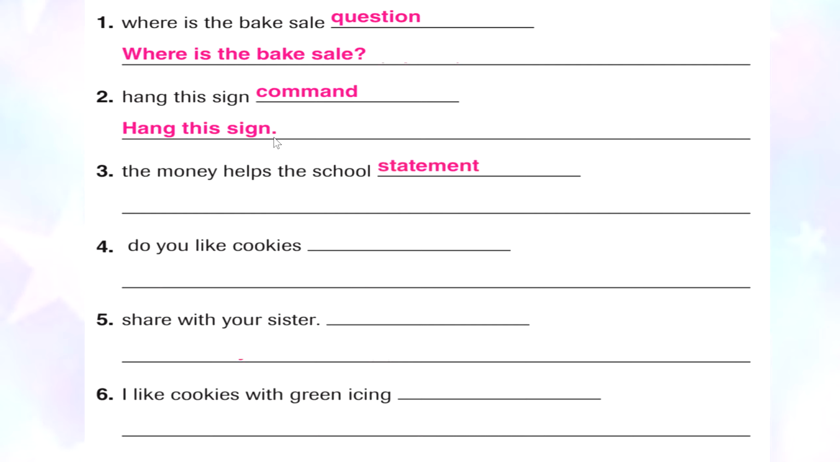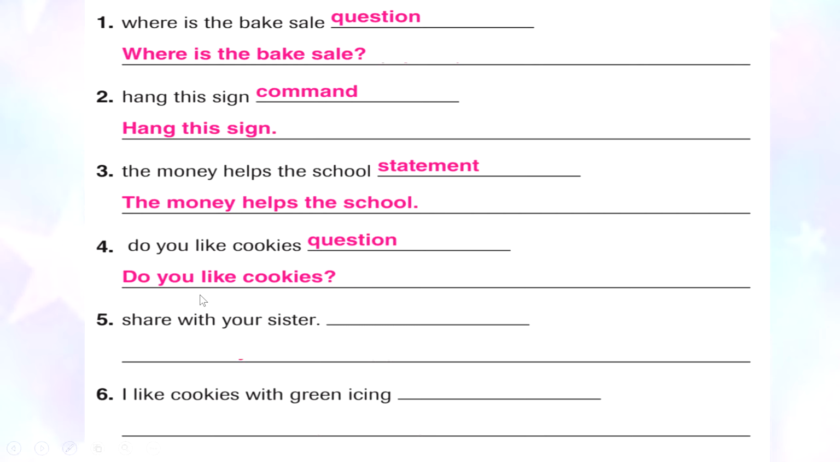3. Statement. It has an article, noun, verb. It tells something, gives some information. Starts with capital T, ends with a full stop. 4. Do you like cookies? This is a question. Starts with do. When do comes at the beginning, it makes the sentence a question. Starts with capital D, ends with a question mark.